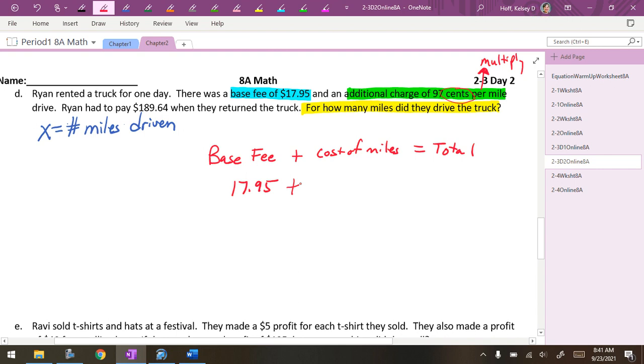So how would I write how much it's going to cost us in mileage? 0.97x. And what does it equal? Okay, on your own. No help from anyone around you. Solve this. Figure out how many miles you have.